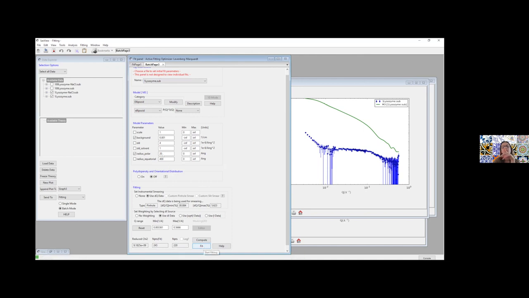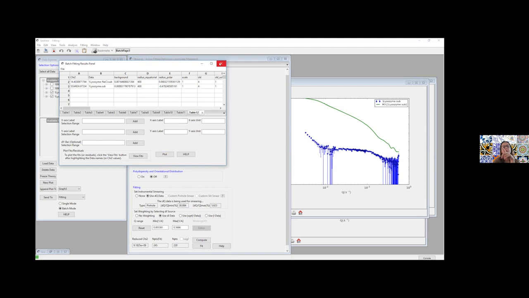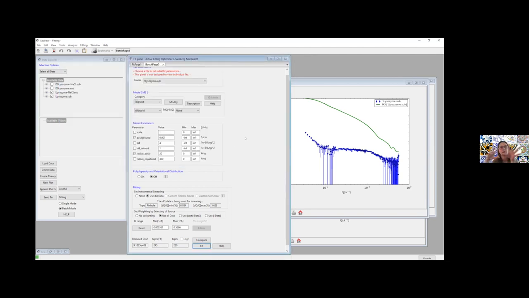But that's a different issue. That could be because the fit is not convergent, because you haven't put approximate parameters in there. So you know the equatorial radius is way off, the scale is off, the SLDs are off. So it may be because it's not converging at all.